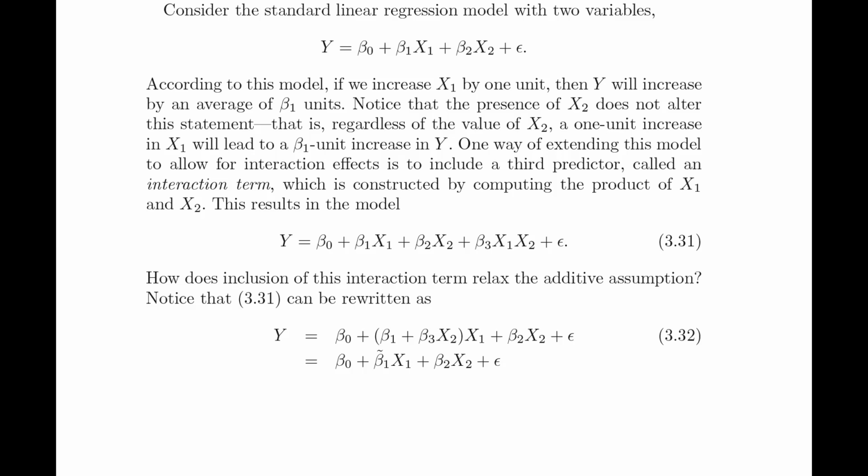One way of extending this model to allow for interaction effects is to include a third predictor called an interaction term, which is constructed by computing the product of x1 and x2. So we're going to include this term over here. Now, how does that help? Your beta 3 is giving you an idea that the contribution to y depends on x1 and x2.